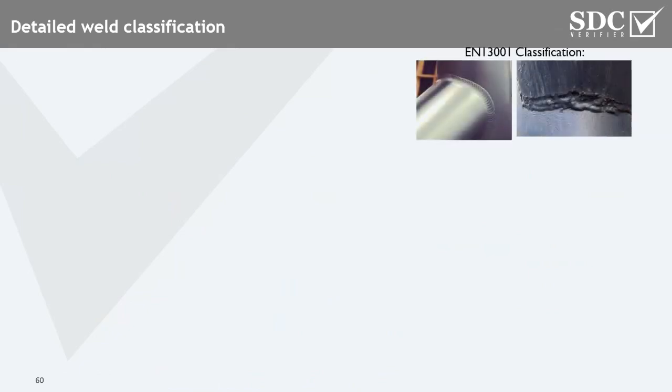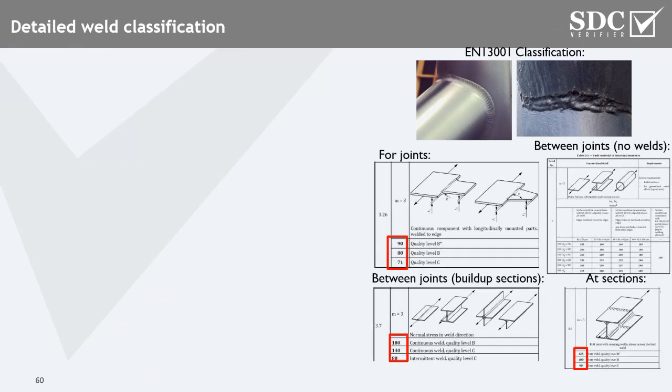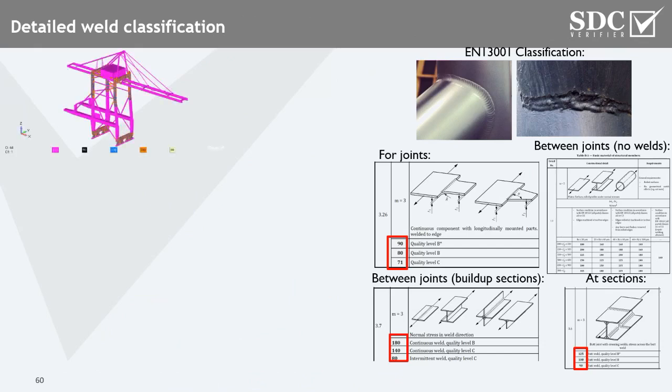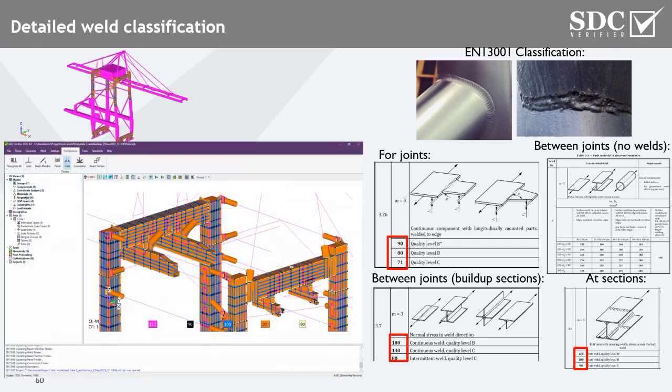Going further and talking about the weld classification, I was talking about 5 minutes ago. So we have a nice quality and the bad quality, and we have all those kind of different numbers. So good news is that it is also automatically defined for your structure. You don't have to manually set it up.